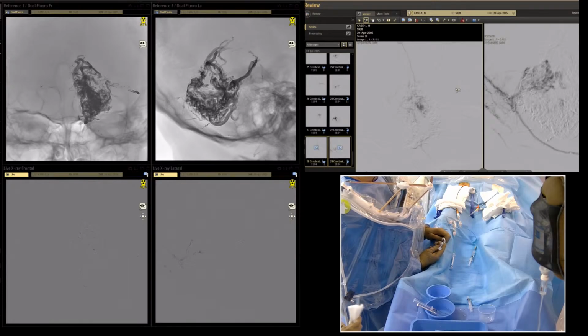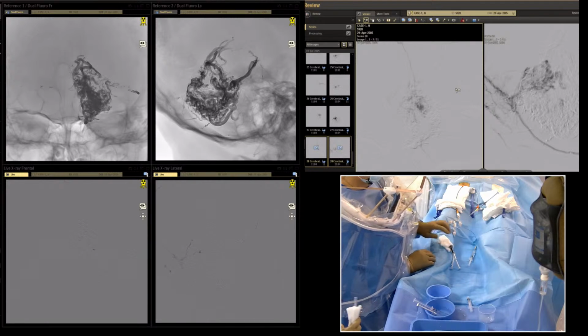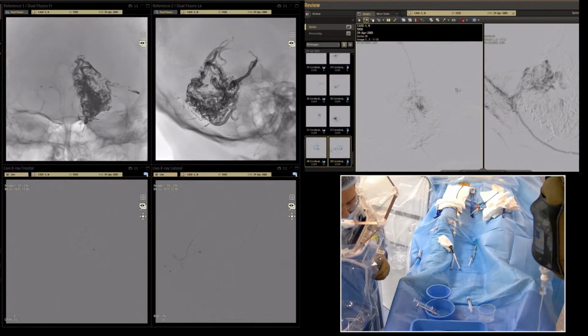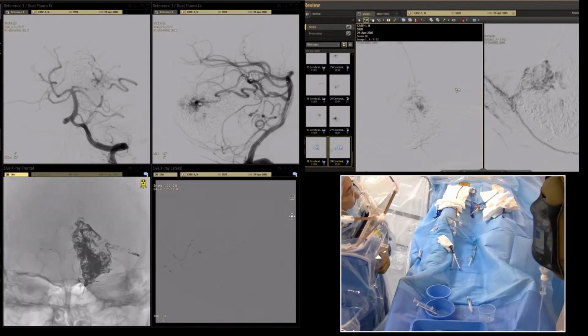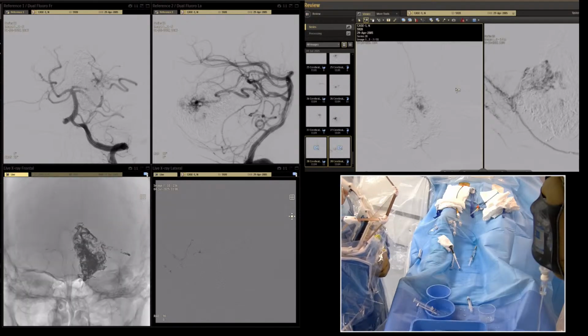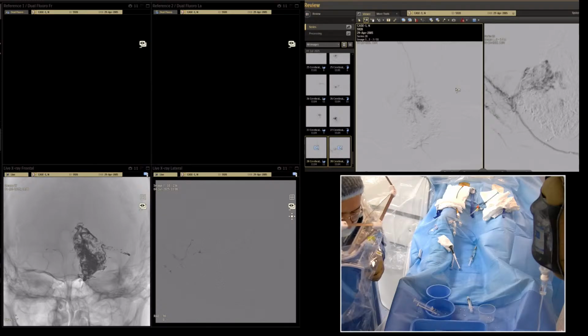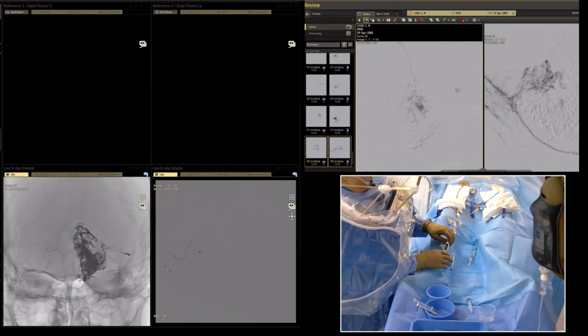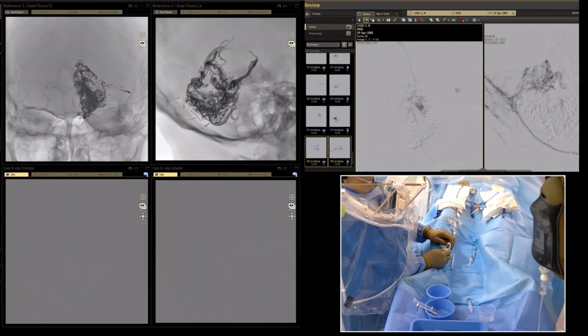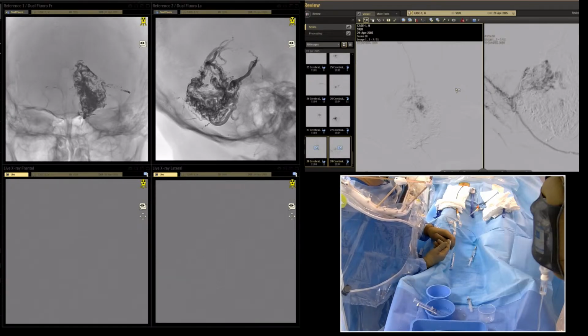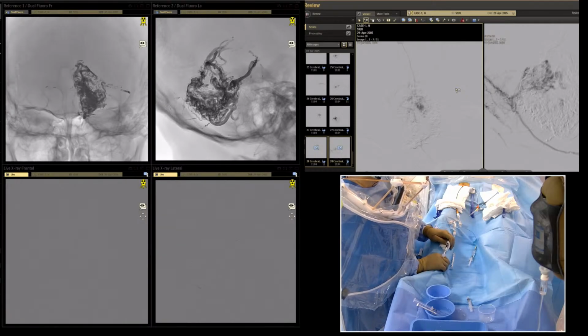It's going to the meningeal territory. That's why it's important to check the AP. And the reflux is not so well visible. Yes, the reflux is coming, but it's badly visible.